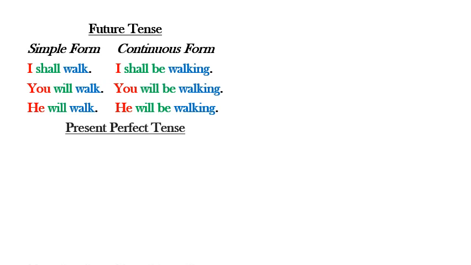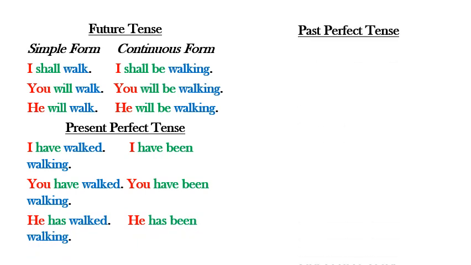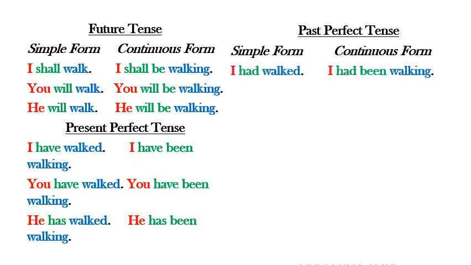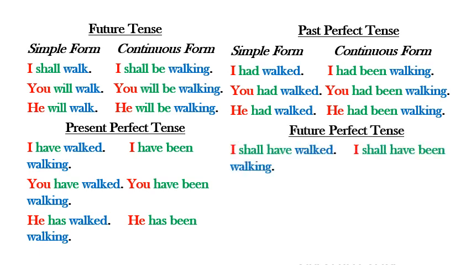Okay. Now you've got your present perfect tense, just to make things more complicated. I have walked, I have been walking. You have walked, you have been walking. He has walked, he has been walking. More complications. Past perfect tense. I had walked, I had been walking. You had walked, you had been walking. He had walked, he had been walking. That one's quite straightforward.